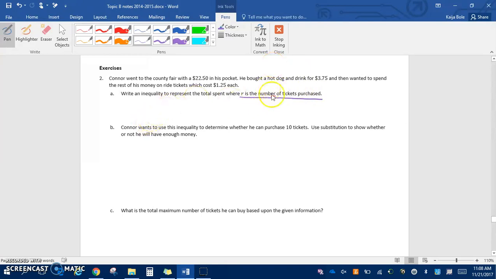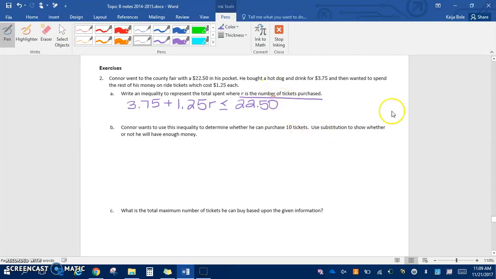So we know that he bought that hot dog and a drink for $3.75, so that's kind of a given. Plus, he wants to buy tickets, which are $1.25. We don't know how many, so we're calling them R. And he can spend no more than $22.50. So this has to be less than or equal to 22.50.